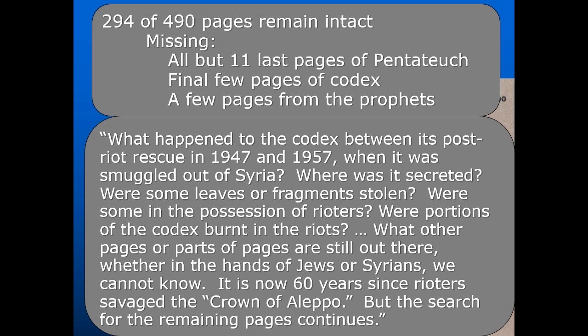What happened to the Codex between its post-riot rescue in 1947 and 1957, when it was smuggled out of Syria? Where was it secreted? Were some leaves or fragments stolen? Were some in the possession of rioters? Were portions of the Codex burnt in the riots? What other pages or parts of pages are still out there? Whether in the hands of Jews or Syrians, we cannot know. It is now 60 years since rioters savaged the crown of Aleppo, but the search for the remaining pages continues.